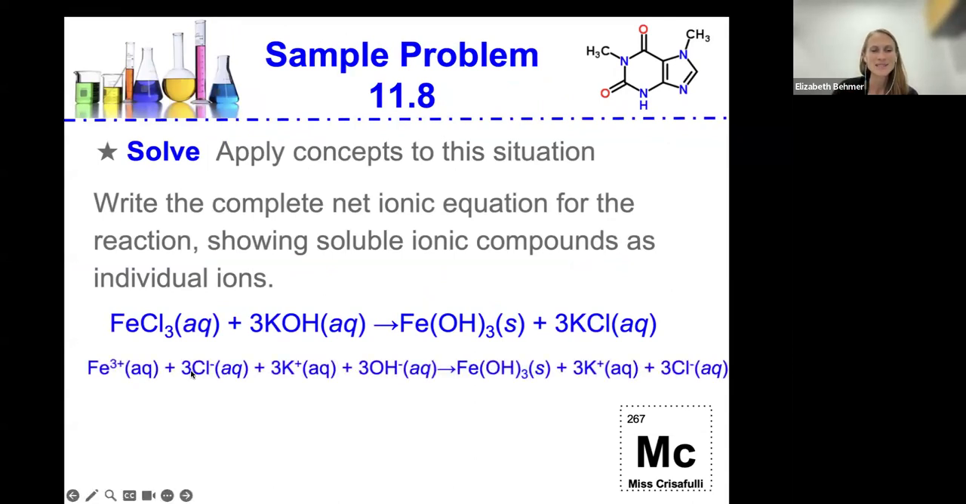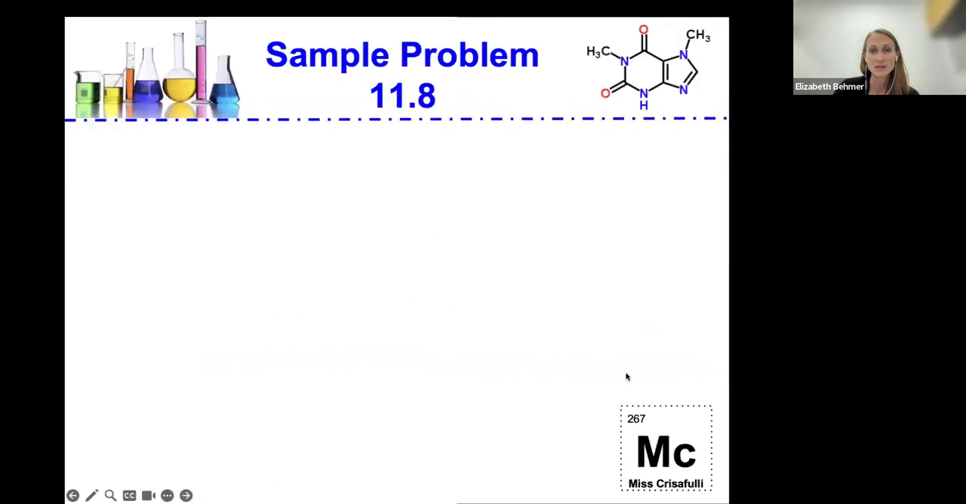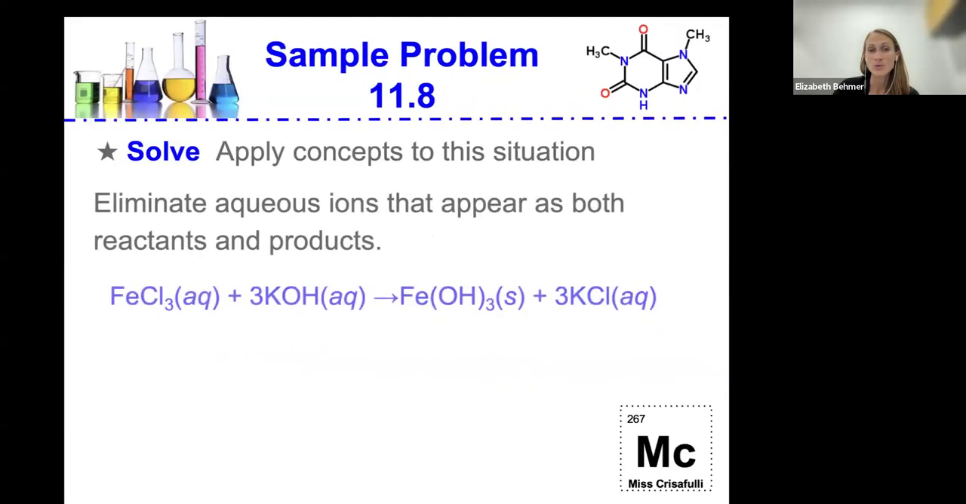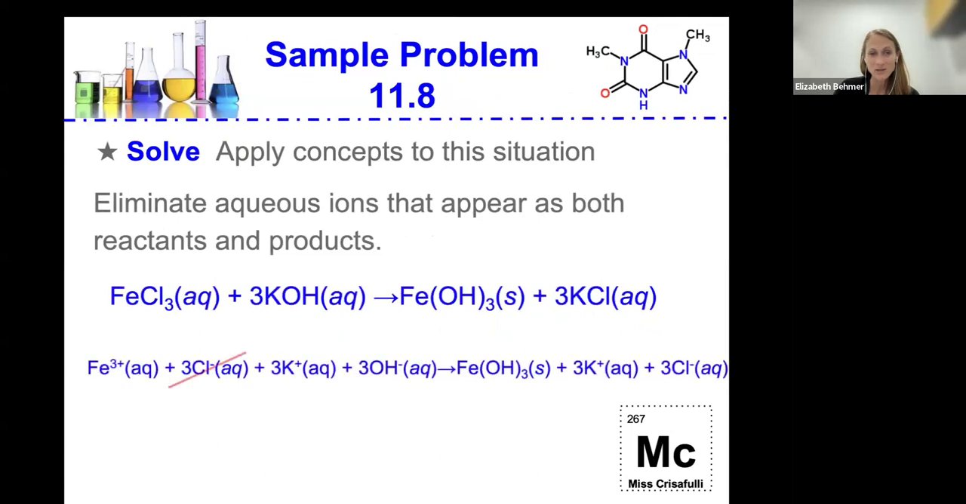Iron 3 aqueous, 3 chloride aqueous, 3 potassium, 3 hydroxide will yield iron hydroxide. Remember, we never separate out the solid, the precipitate, but we will separate out everything in the aqueous solutions. Now we eliminate aqueous ions that appear as both reactants and products. So let's eliminate those chlorides, let's eliminate those potassium, because those then will be the spectator ions.